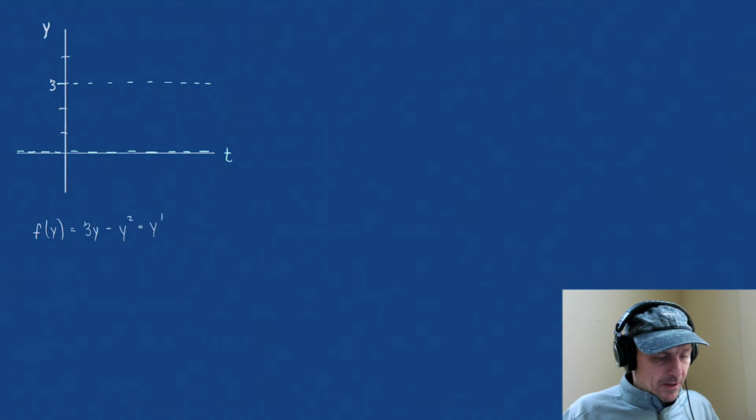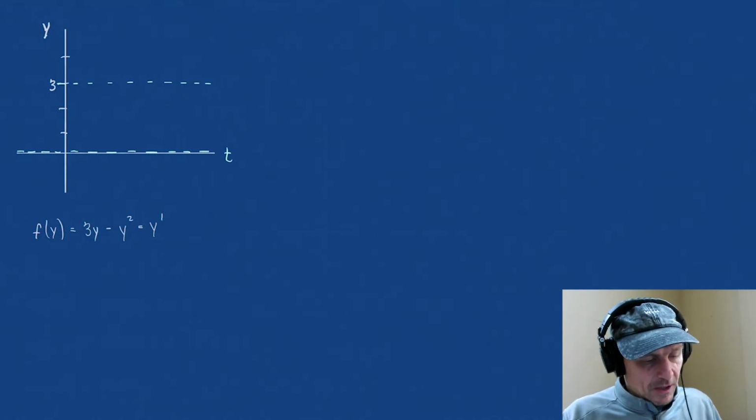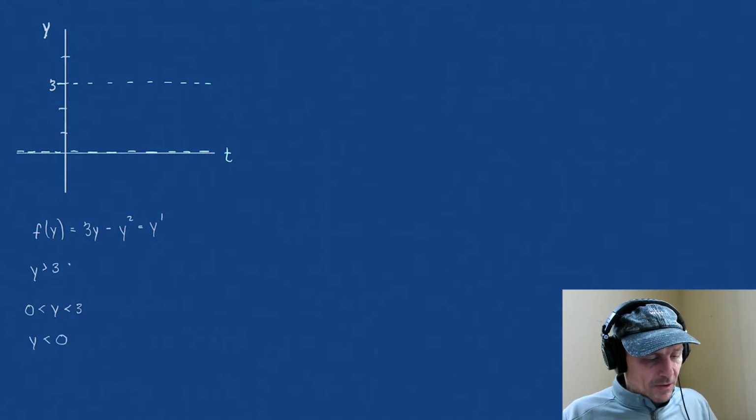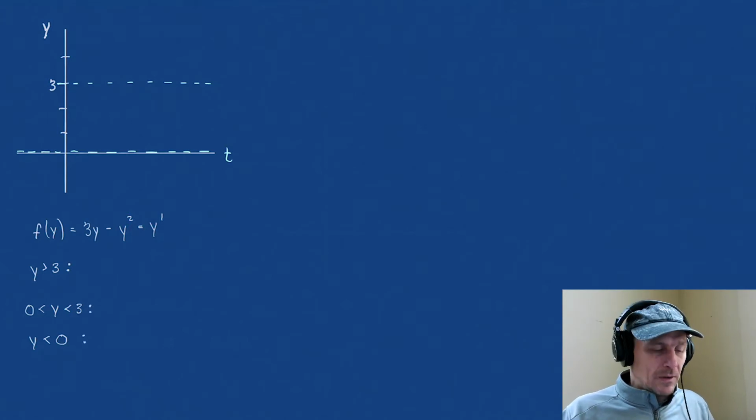Let's try this. So let's do this. Let's pick a value in each of these 3 areas. So we need a value in the area where y is above 3. We need a value for y between 0 and 3, and then a value for y when y is beneath 0. And what we're going to do with each of these is we're going to find out, is the slope of our function increasing or is it decreasing?